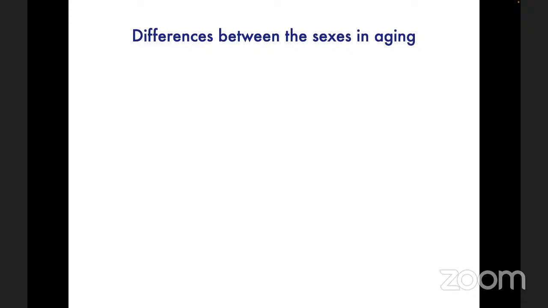Besides cancer, stop somebody from calling me.